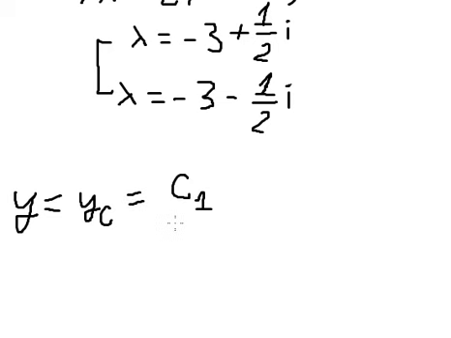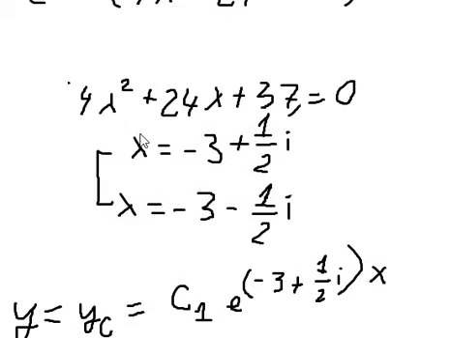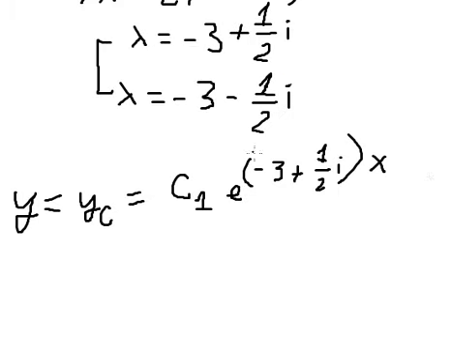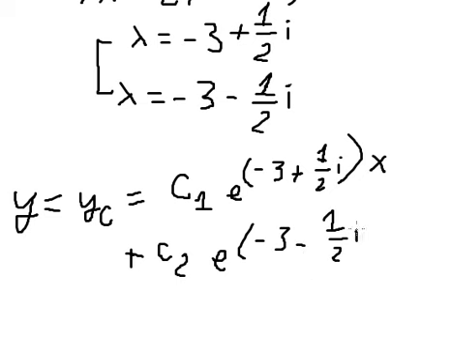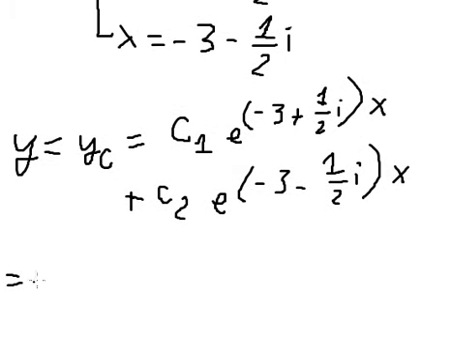This is the constant number 1, e to the power of negative 3 plus 1 over 2i multiplied by s, because we change lambda into this one in here. That's why we have e to the power of lambda s, and we have c2 e to the power of negative 3 minus 1 over 2i multiplied by s. So this one we can write like this.